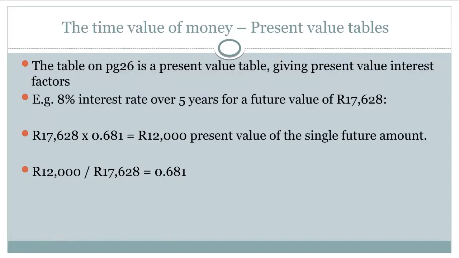Then on page 26, we've got present value tables. So this is just going the other way. On page 25, that table is going from the 12,000 up to the 17,600, up to the 17,628. And now with the present value tables, we're just going backwards. We're going from the future back to the present.